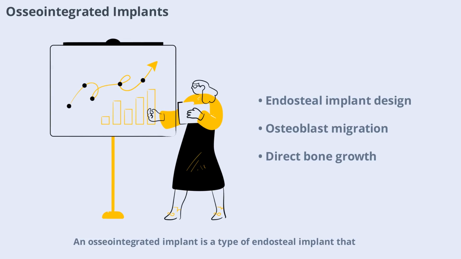An osseointegrated implant is a type of endosteal implant that contains pores into which osteoblasts and supporting connective tissue can migrate. This design facilitates the integration of the implant with the surrounding bone, promoting the growth of bone tissue right up to the implant surface. In oral implantology, this means that the bone grows directly onto the implant, without any interposed soft tissue layer. The result is a stable and secure implant that can support functional loads. The direct contact between bone and implant surface is a hallmark of osseointegrated implants, ensuring their long-term success.